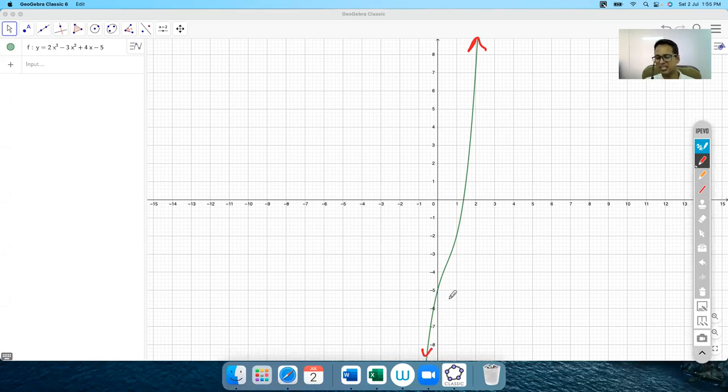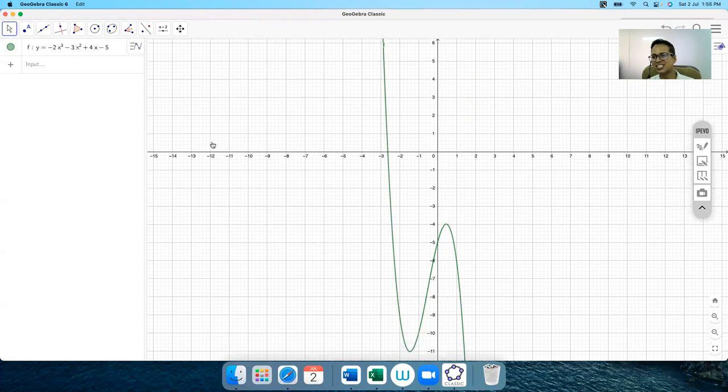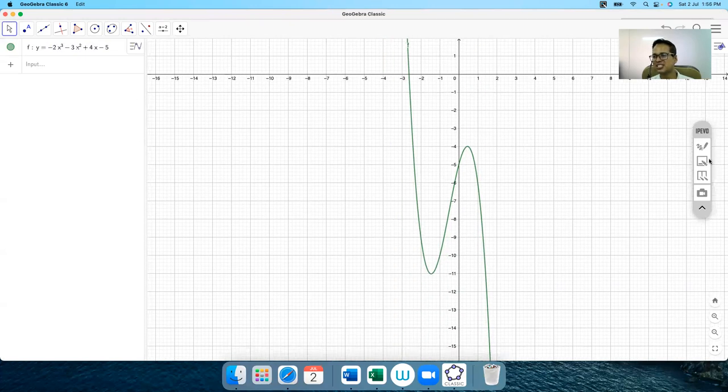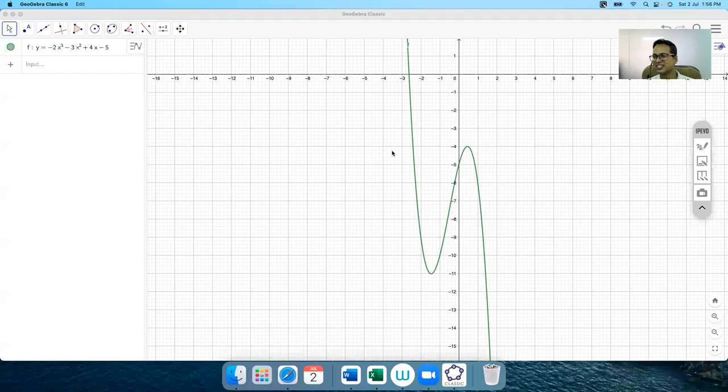Similarly, if I have a negative coefficient of x³, so if I just make it negative 2, see what happens. As you can see here, the graph has now shown this kind of nature, the one which I have shown on this side. Do you see that? What is more important is where these end arms of the graph are going. That is more important to me right now.